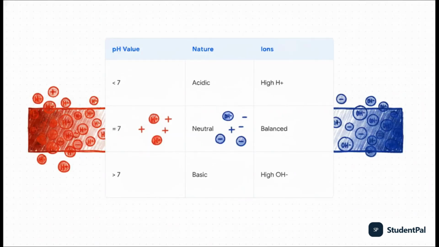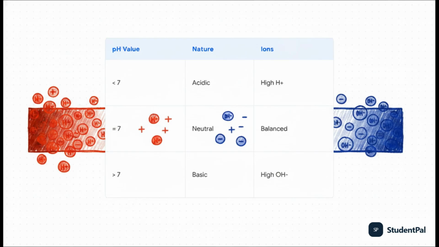Let's look at how the full scale works, generally running from 0 to 14. This perfectly illustrates chemical strength. If a solution has a pH value less than 7, it's acidic. As you move left from 7 down towards 0, the concentration of those hydronium ions increases dramatically, meaning it is becoming a stronger and stronger acid.